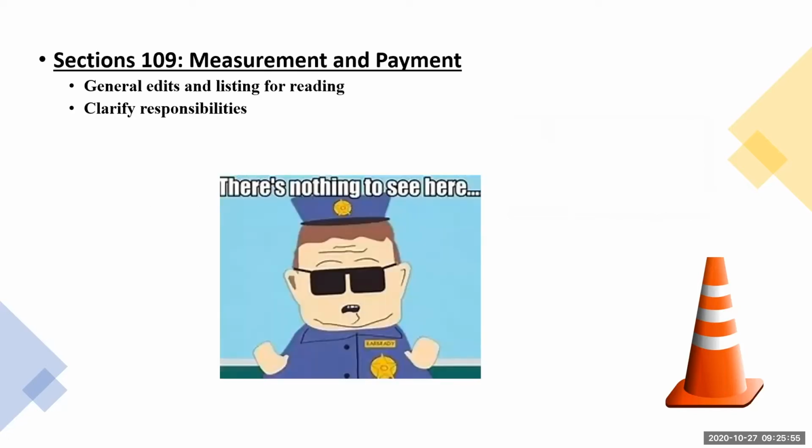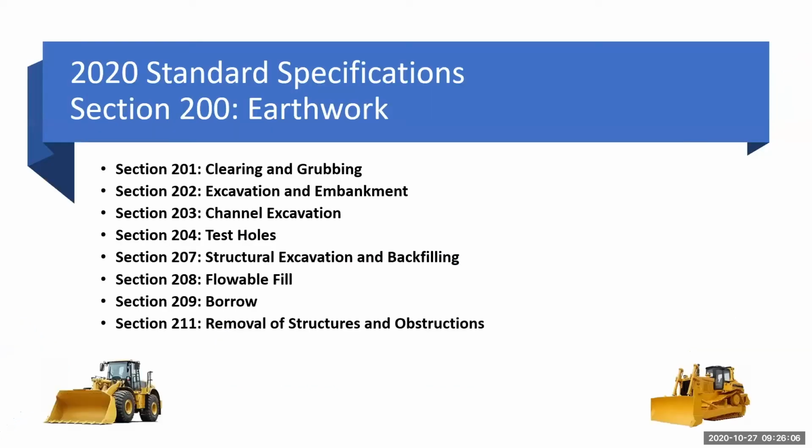109, measurement and payment. Again, general edits, clarifying responsibilities of who's measuring, what's measured, and what's being measured. So getting into the 200s, those are the sections 201 to 211.